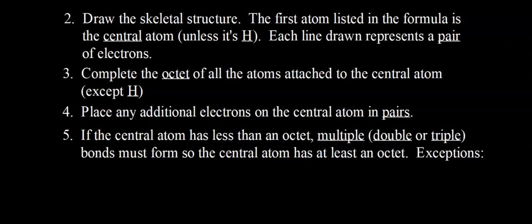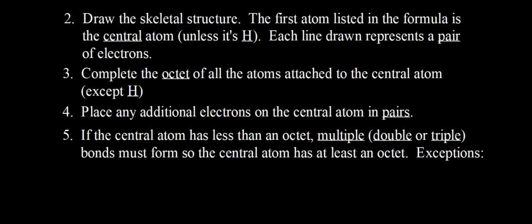Each line drawn in a Lewis structure represents a shared pair of electrons, aka a covalent bond. So we're going to use lines to represent the covalent bonds between atoms in a molecule or polyatomic ion. Now I'm going to do it a little bit differently, but we'll just fill in the notes here.